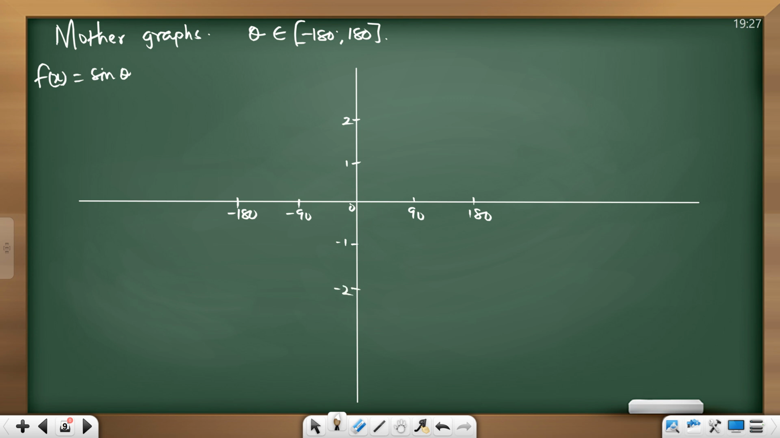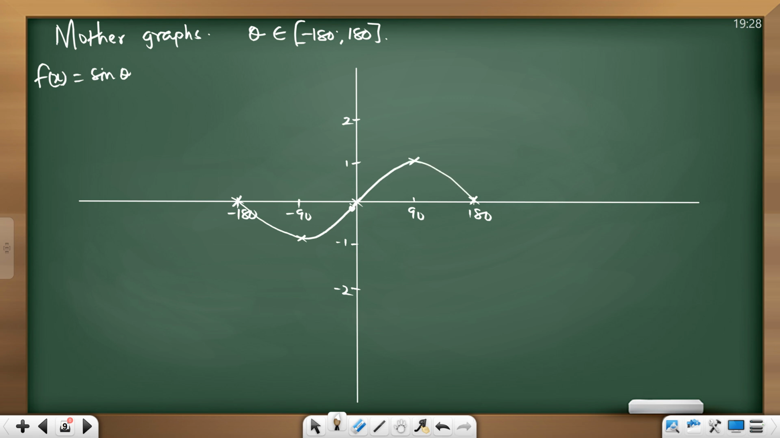quickly, what is sine 180? 0. What is sine negative 90? Minus 1. What is sine 0? 0. Sine 90? 1. 180. So that is my sine graph. Mother graph. I missed my turning point.